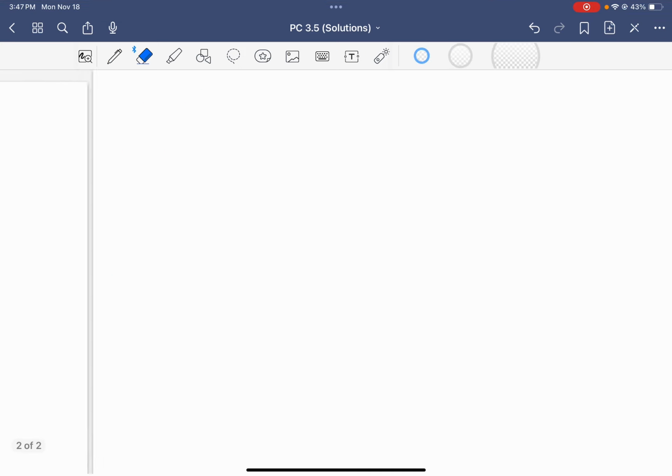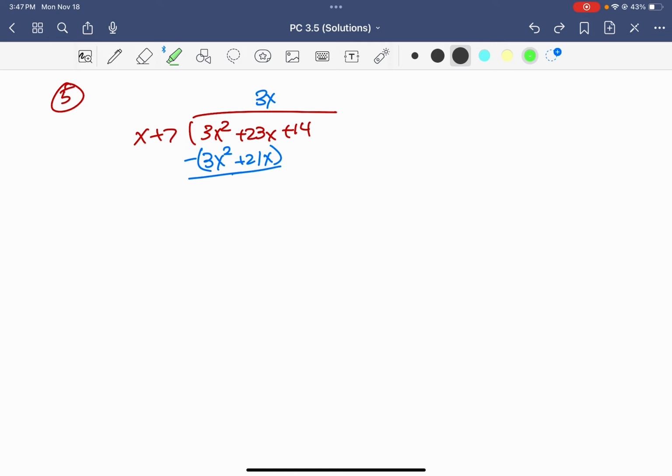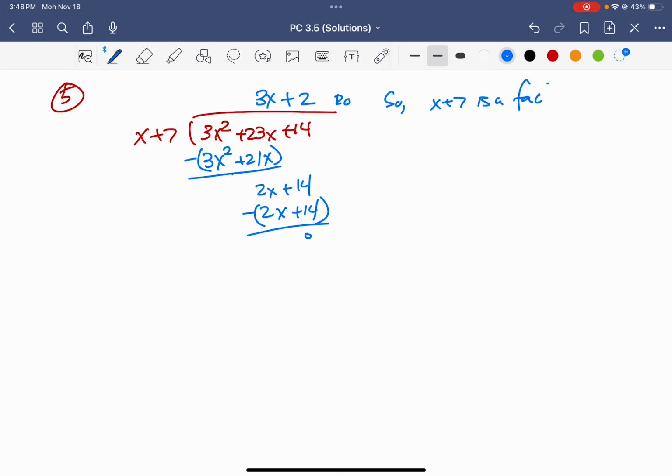I'm going to get a new page to do that, if that's okay. So here for number 5, it says 3x squared plus 23x plus 14 divided by x plus 7. Well, 3x would give us 3x squared, and then plus 21x, and we want to make sure and use these parentheses. They are so very important. So you're going to get 2x, bring down the 14, and you want to multiply by 2 to get rid of the 2x, 14, and I think you'll see that you get a 0. So x plus 7 is a factor of 3x squared plus 23x plus 14 because it divides evenly. So that was number 5.